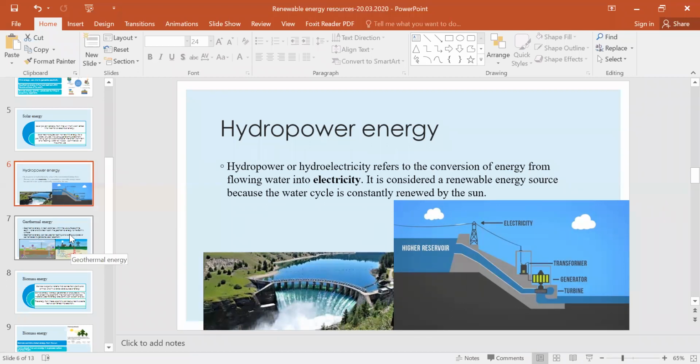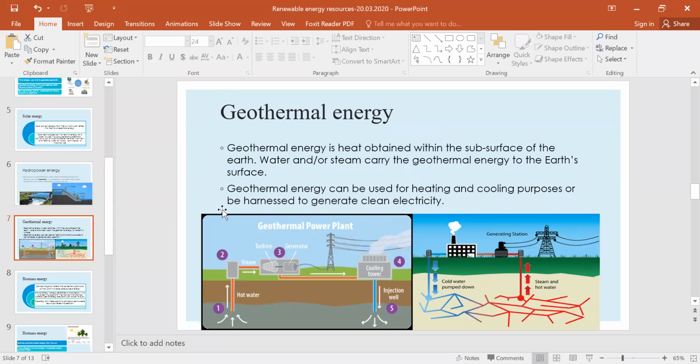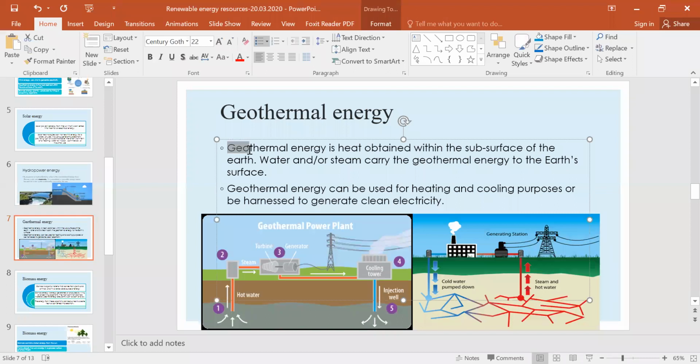And on the other hand, we have the geothermal energy. In fact, geothermal, from the word geo, which means earth, is the energy from the heat of the earth, which is obtained from the subsurface or the under layers of the earth. And the one which carries the energy is the water or the steam.